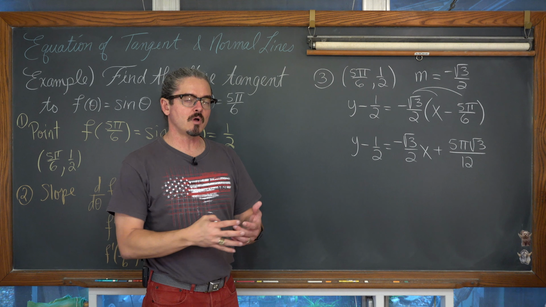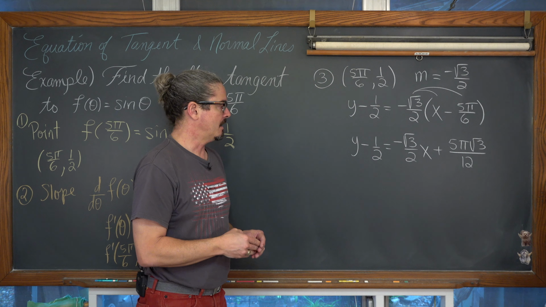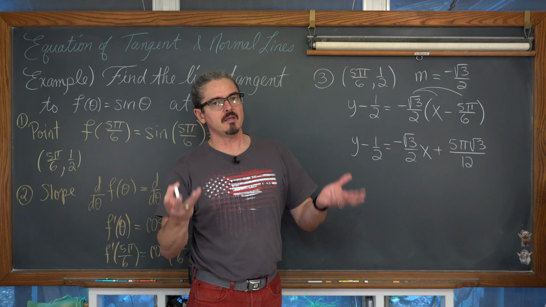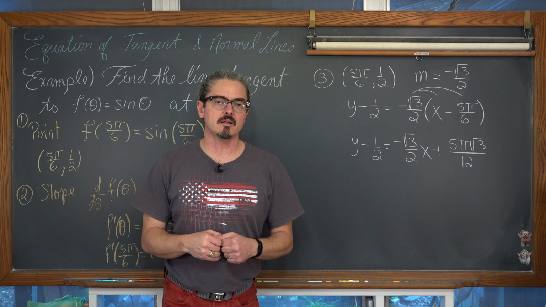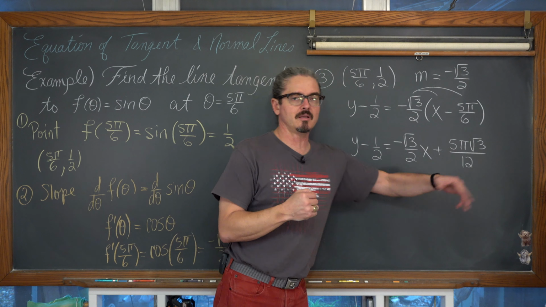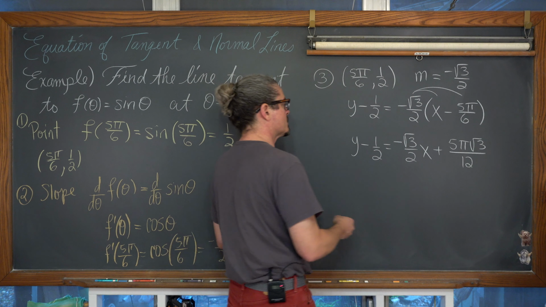AP is going to want the equation of your tangent line in slope-intercept form. I also teach IB, International Baccalaureate Program, and a lot of times they're happy with the equation of their lines in point-slope form. So just put the equation of your tangent line in whatever form your teacher is requesting or requiring.